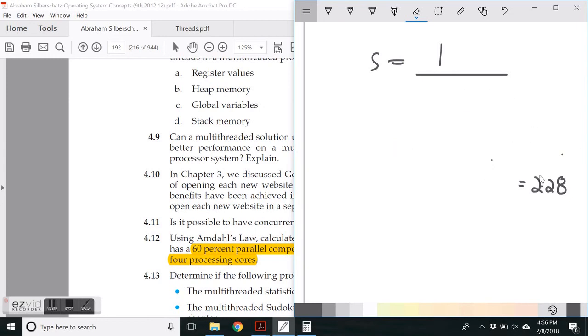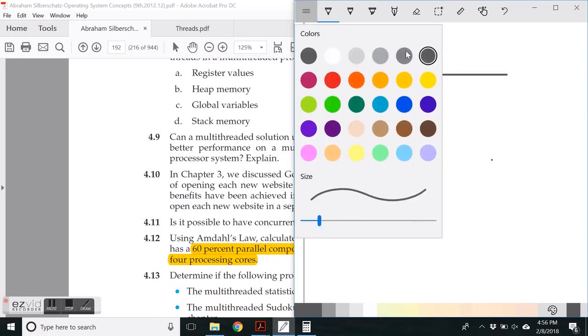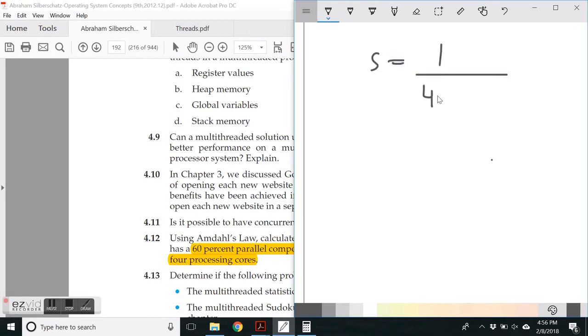So here, let's erase all of this. Here you have 60% of your code that's parallel. What that means is 40% of your code is still serial, and you have 2 cores to start with, which makes it 1 over 70. And to save us some time, I've already done the computation. It comes out to be 1.43.